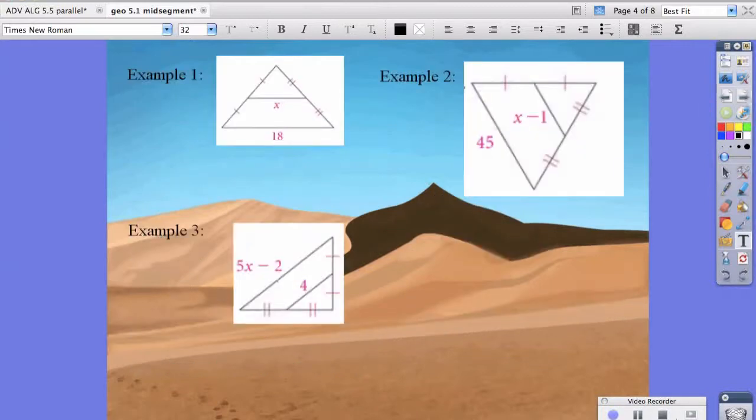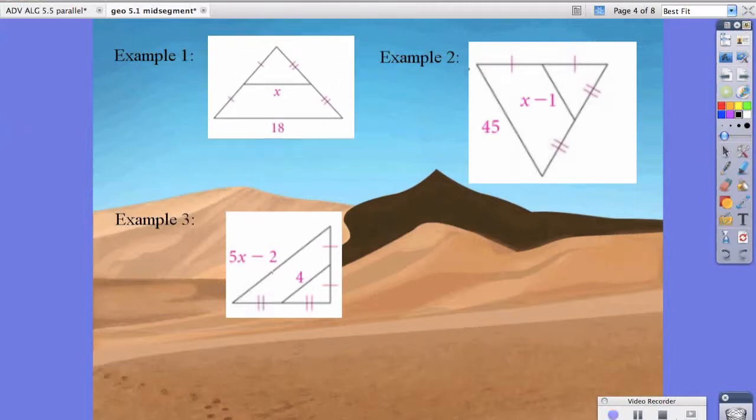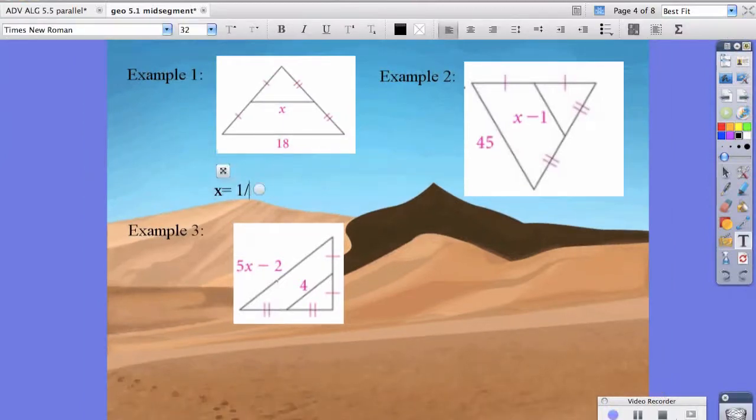So let's just start. In example 1, you'll notice that the base is 18, and they want you to find X. Since X is the midsegment, and you know it's the midpoint because if we look at the sides, these segments are split in half and they're congruent to each other. Because this is true, it means that X is equal to 1/2 of 18, which obviously is 9.